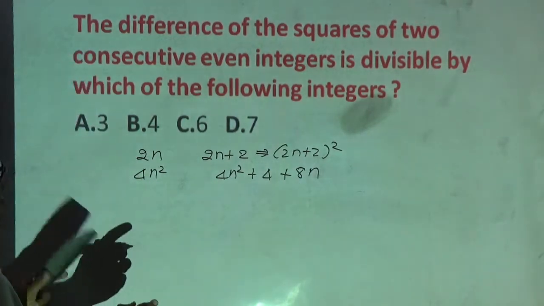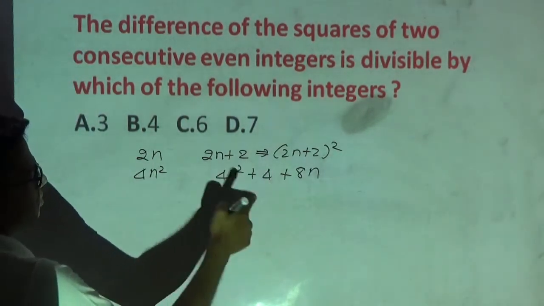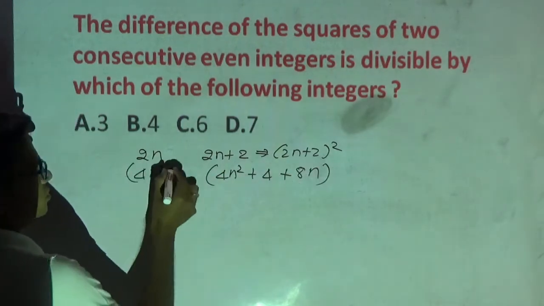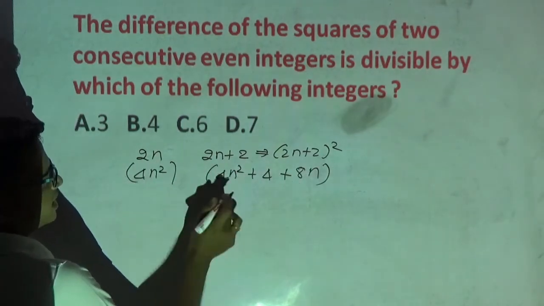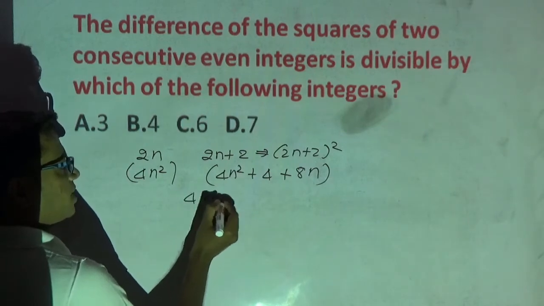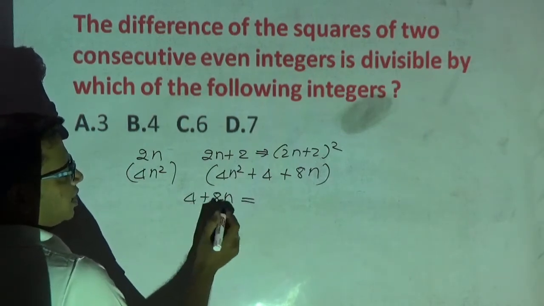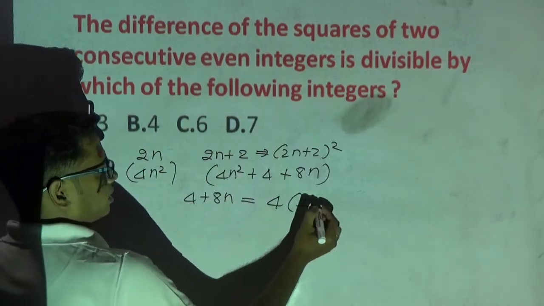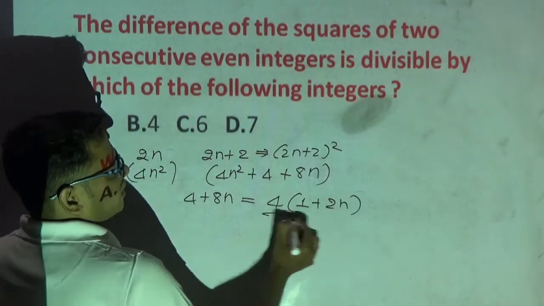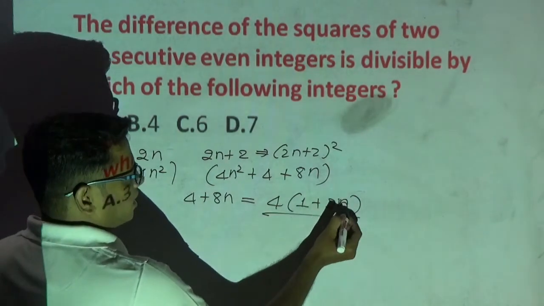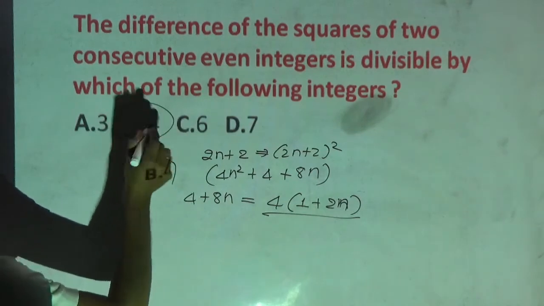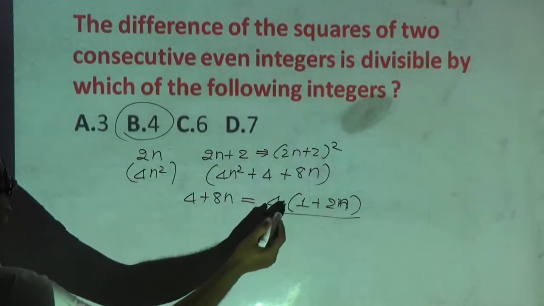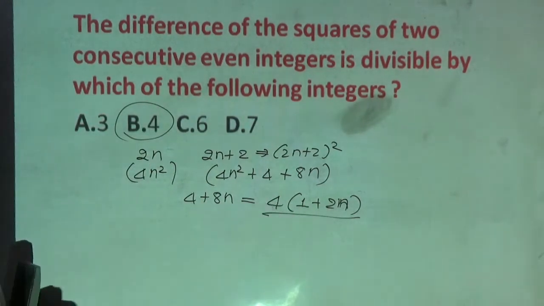Now, they have told you the difference of these two numbers. 4n square will get cancelled. Then what is left? 4 plus 8n. So here what can I take common? 4 I can take common, so 4 into 1 plus 2n. This number is divisible by 4. Therefore the answer for this question is 4, divisible by 4 only. So the answer is option B.